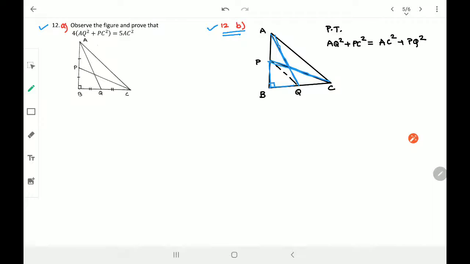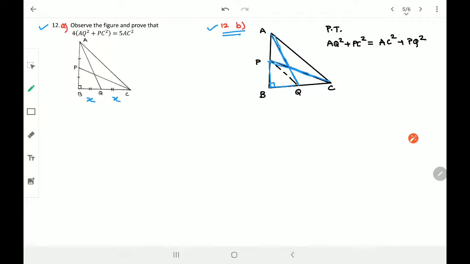Here there is nothing as such which are equal. That's the reason we did not take X here. But yes, here we have chance of taking X in the 12th A. Okay, now I am solving 12th A question. So here we have BQ is equals to QC. So this will be X and this will be X.